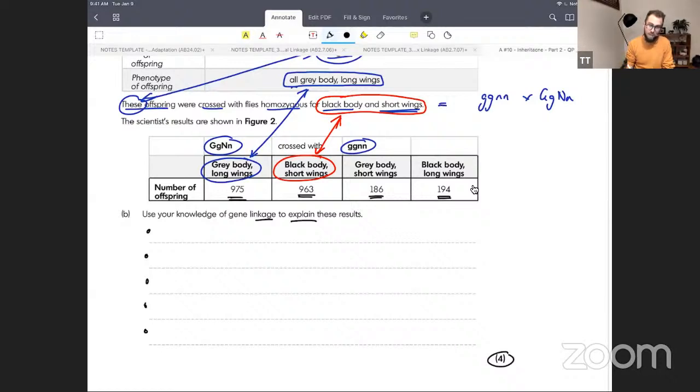We have lots of these because they're linked and you produce more gametes. We could even name the gametes. The gametes would probably be big G, big N, and little g, little n. You can only produce little g, little n in the other one. I've lost the chat. I don't know whether I've lost you in general or not.